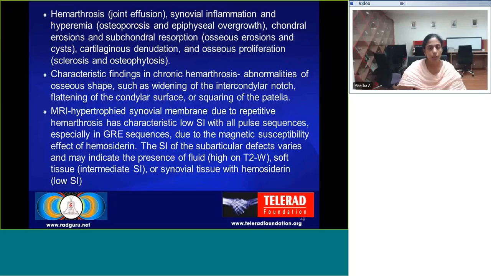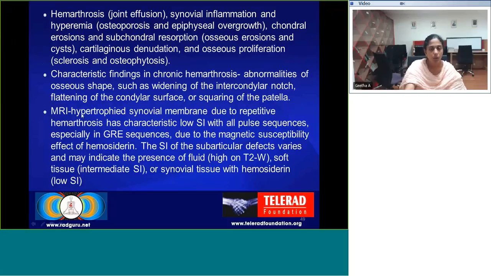Findings include hemarthrosis or joint effusion, synovial inflammation and hyperemia, which is seen as osteoporosis and epiphyseal overgrowth, chondral erosions and subchondral resorption, seen as osseous erosions and cysts, cartilaginous denudation and osseous proliferation, seen as sclerosis and osteophytosis. The characteristic findings in chronic hemarthrosis are abnormalities of the osseous shape, such as widening of the intercondylar notch, flattening of the condylar surface, and squaring of the patella.